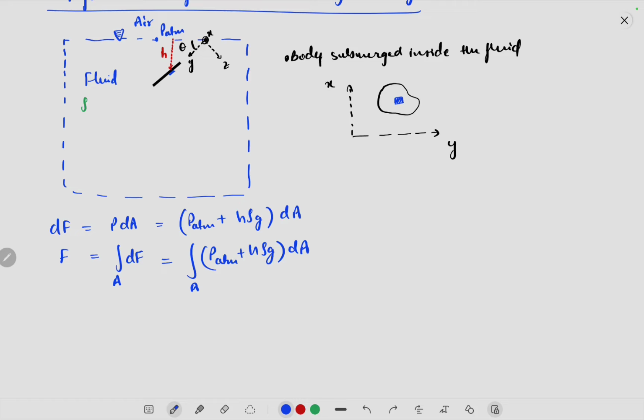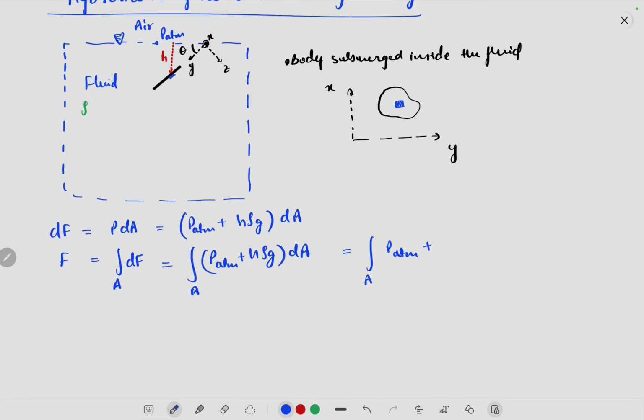Let's do it. From this figure, what is the relation between h and y? So h is y sin theta. Just write h in terms of y sin theta. So this will be the integration over A of P atmospheric plus y sin theta rho g, times dA.